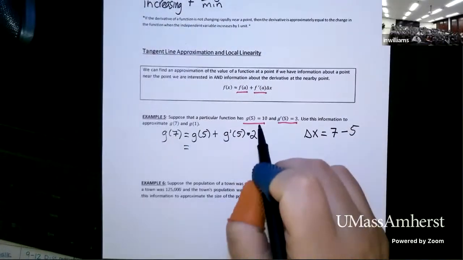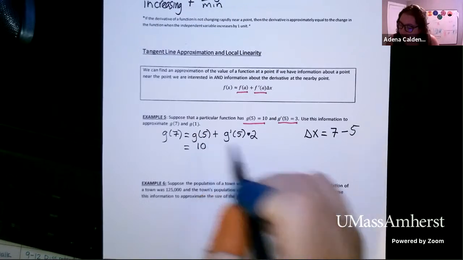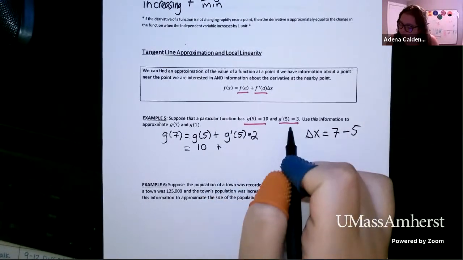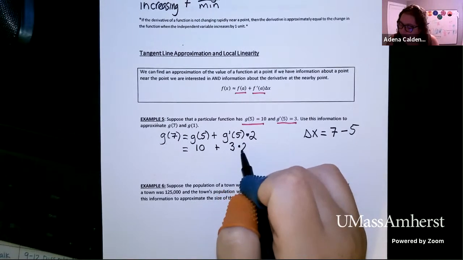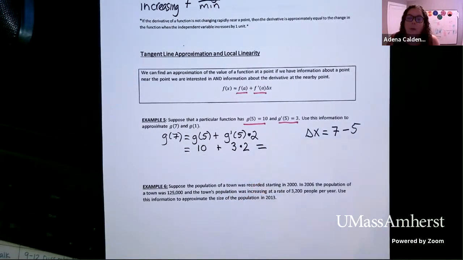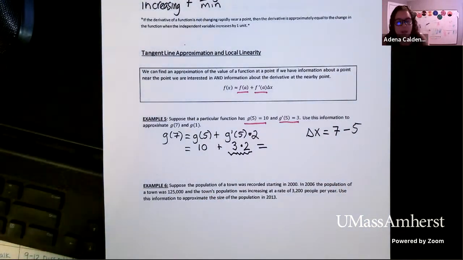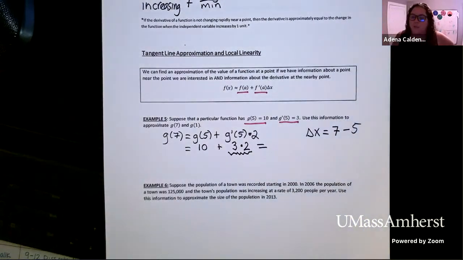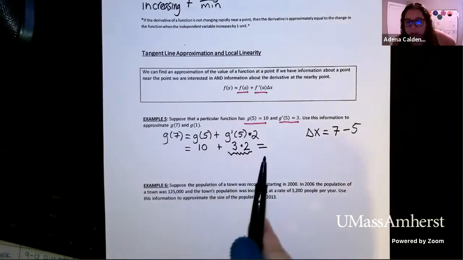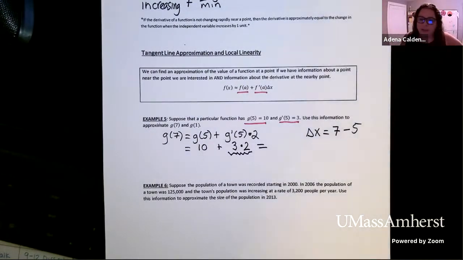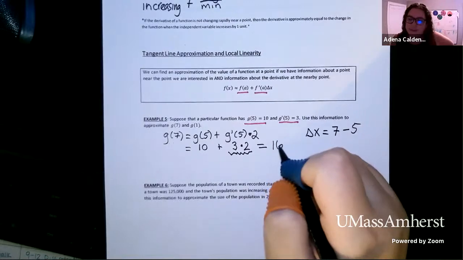But now I want to plug in these values. g of 5 I know is 10. g prime of 5 is 3, times 2. Now, order of operations is really important here. I have to do this multiplication before I add on the 10. The number one reason that students get these types of problems wrong is that they don't follow the order of operations. They do something like 10 plus 3 and then multiply by 2, which you can't do because there's no parentheses here to make that happen. So 3 times 2 is 6. 6 plus 10 is 16.